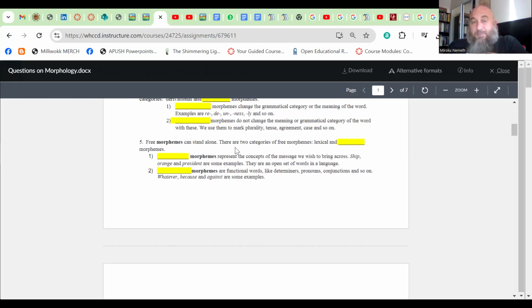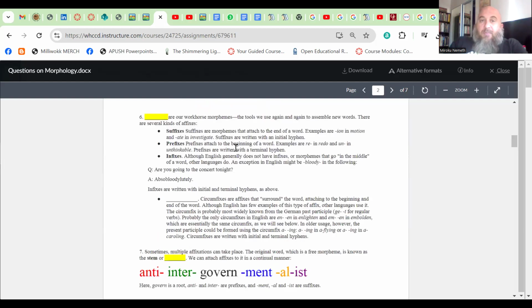Functional morphemes are functional words, determiners like a and the, what we call articles as well, which are technically adjectives if you look at parts of speech, but adjectives are less limited than the determiners, which are a subclass of adjectives. Pronouns: he, she, it. Conjunctions: for, and, or, but, or, yet, so, either or, neither nor, whatever, because, and against are some examples. Those are functional ones.